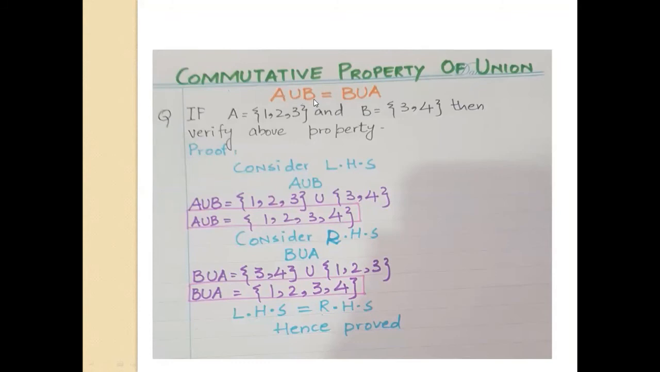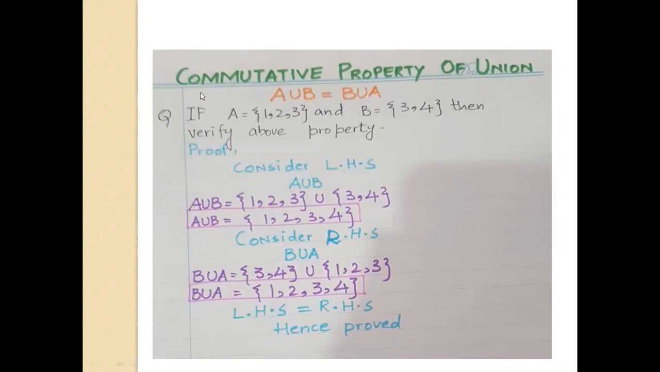A union B is equal to B union A. First we will solve A union B, then you will solve B union A. A union B, the combination of both sets A, B, that is 1, 2, 3, 4. And in the right hand side, B union A, first we'll write set B, union set A, that is 1, 2, 3. So the combination of both the sets is 1, 2, 3, 4.